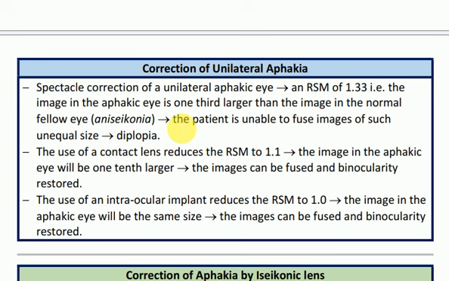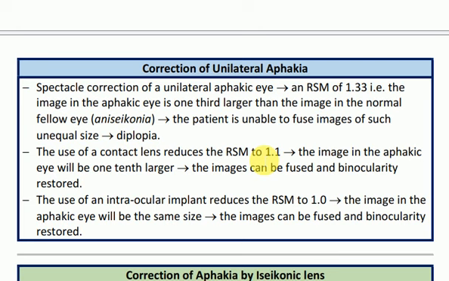The use of a contact lens or intraocular implant reduces the RSM to 1.1 or 1.0 respectively. The image in the aphakic eye will thus be nearly the same size. In case of intraocular implant, there is no difference, and it is only 1/10 larger in case of contact lens. In either event, the image can be fused and binocularity restored.